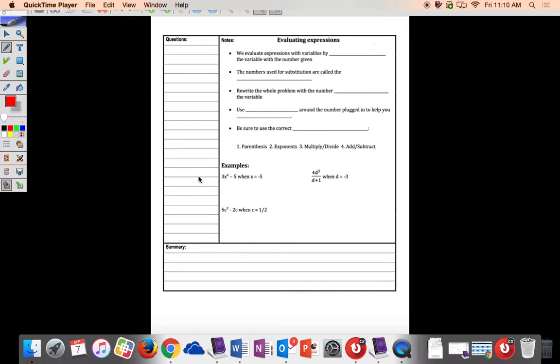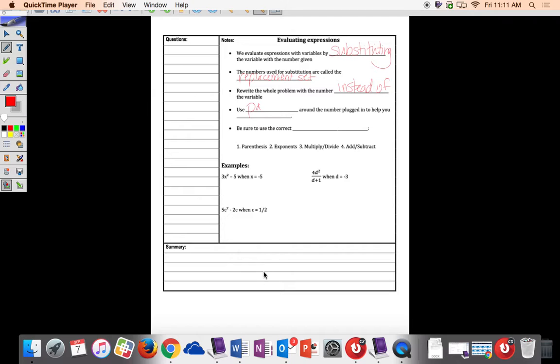It says we evaluate expressions with variables by substituting the variable with the number given. The numbers used for substitution are called the replacement set. What that means is you're no longer going to have that variable. You're going to replace the variable with the numerical value. Rewrite the whole problem with the number instead of the variable. As I just said, the variable's now gone and you have the numbers.